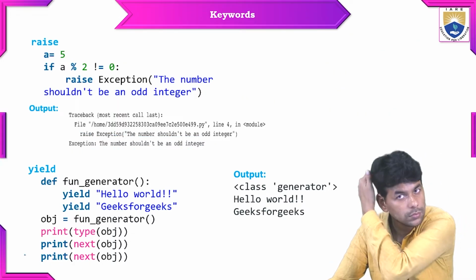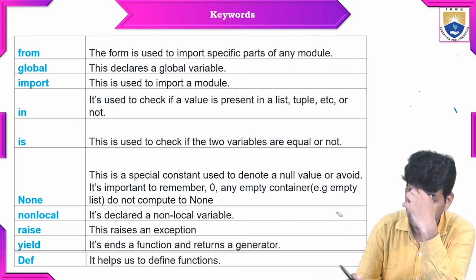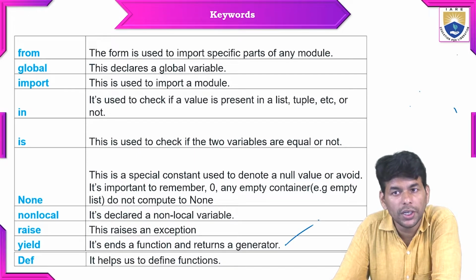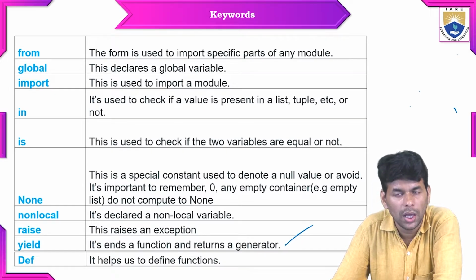Now we will see the next keyword, the yield keyword. What is the yield keyword? The yield keyword works like a return value, and it returns a generator. What is a generator? A function generator. What is a function generator? We will take one example, and based on that you will get a clear understanding of what a function generator is.